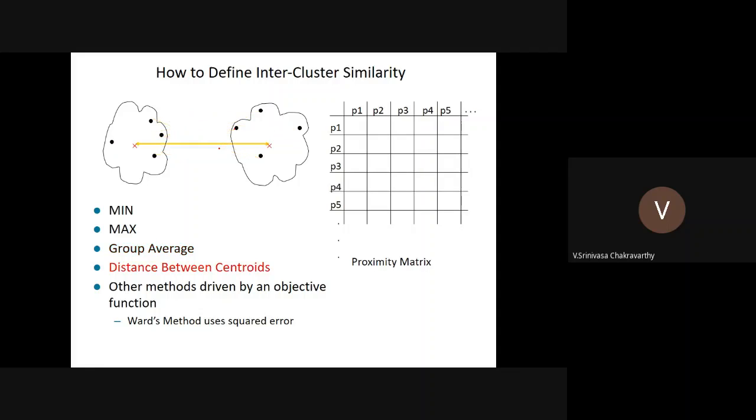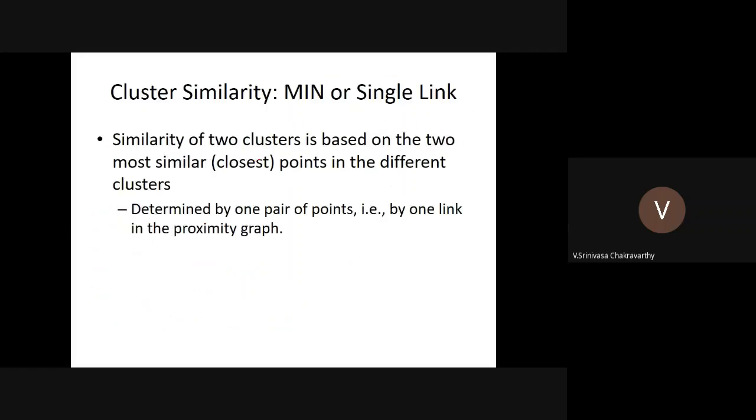Then something in the spirit of k-means, which is computationally not that intensive, but it has its own problem, which is the distance between centroids. It takes the centroid of the first cluster and the centroid of the second cluster, and takes the distance between them. That you take as the representation of the distance between the two clusters. Then there is something called Ward's method. I'll come back to that later.